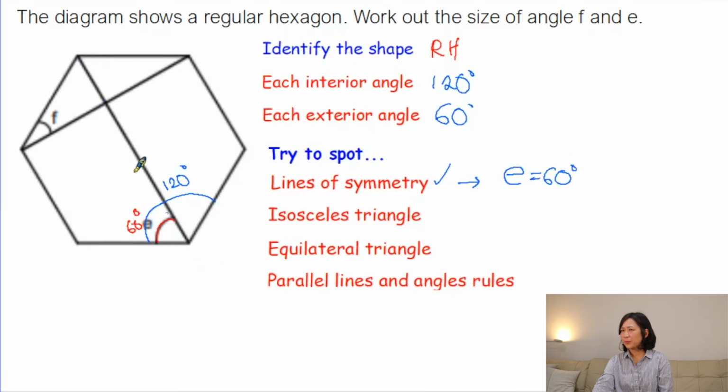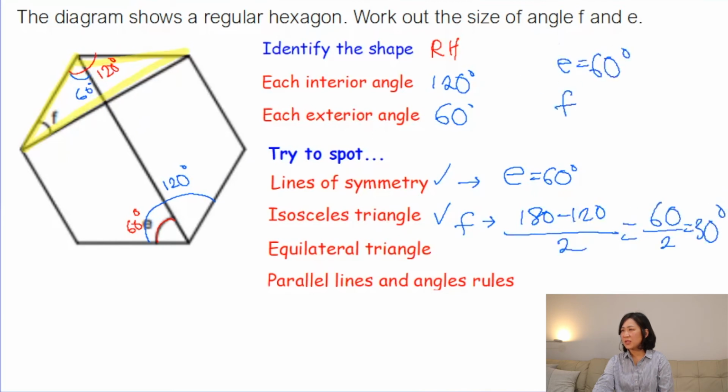How about F? What did you notice? F is, let's use, yes, the isosceles triangle. Can you see the isosceles triangle? Yeah. Now two sides are equal, then F is one of the equal angles, right? Then the top angle will be the interior angle 120. So now F is 180 take away 120, divided by 2, that is 30. We found E is 60 and F is 30 degrees.